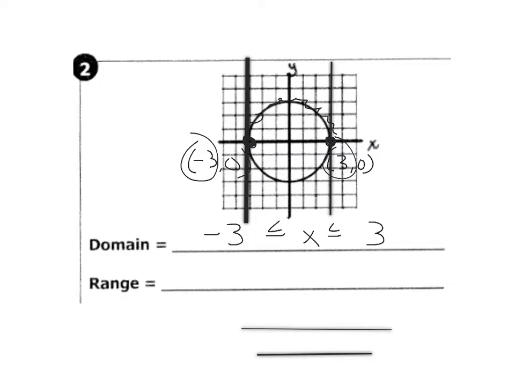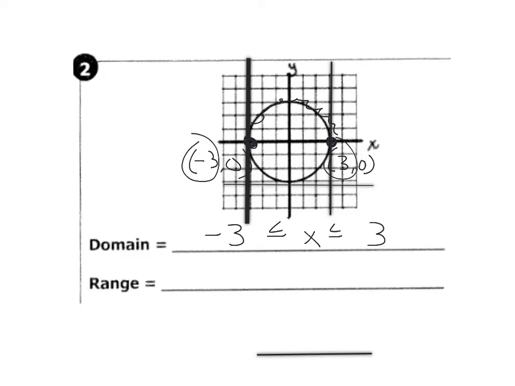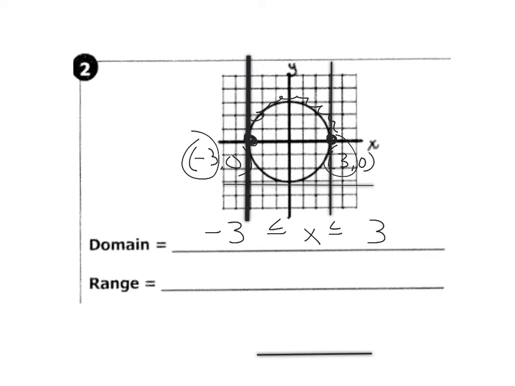All right, let's look at our range. Take my pencil and you go from the bottom to the top. You're going to stop as soon as you hit that circle. There. So I hit the circle and I am at negative 3 on the y-axis there. So negative 3 is less than or equal to y, which is less than or equal to, we've got to figure that one out.